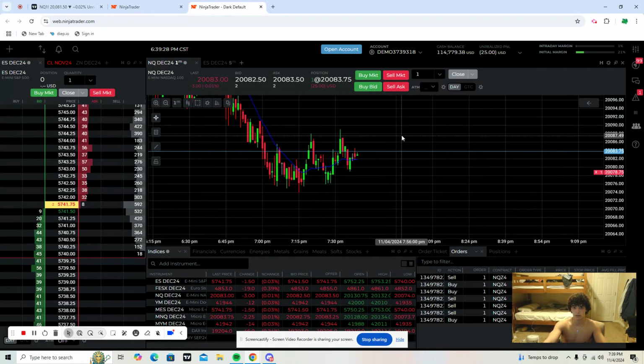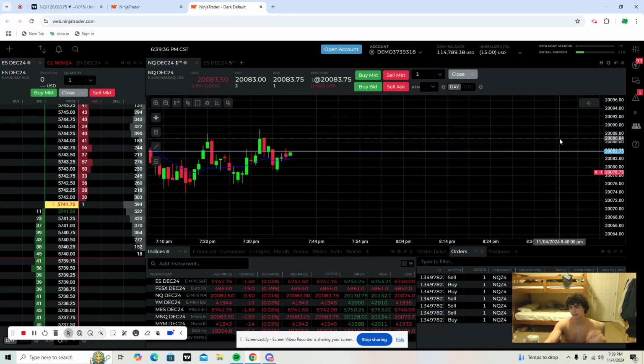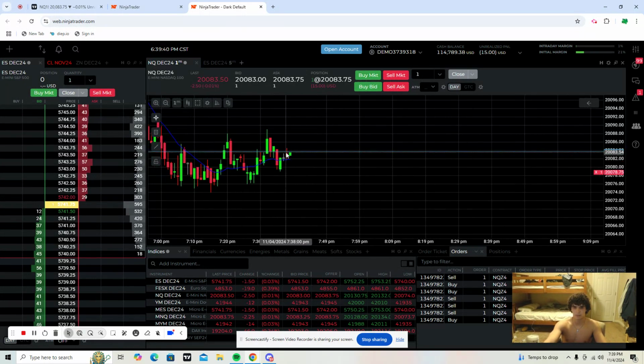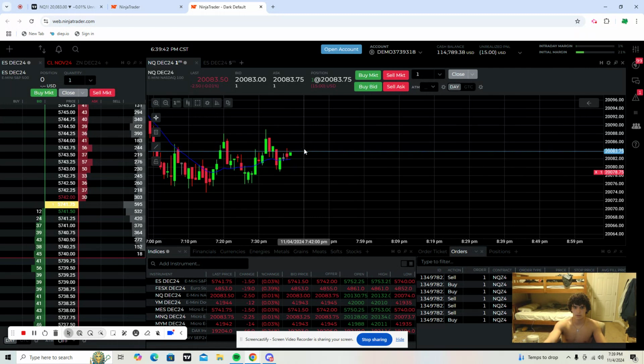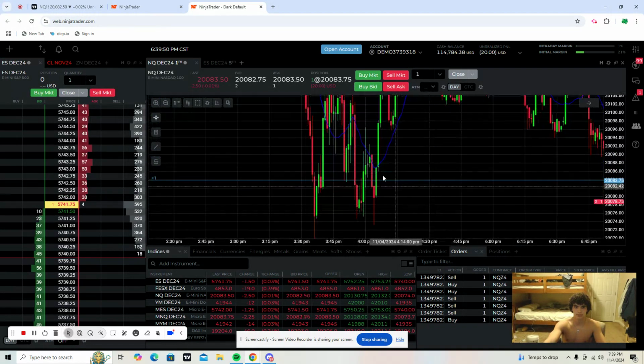So let's say price keeps on going up. Okay, it's after hours. I mean, price is slow. I'm not really looking for much. But yeah, you pretty much on big candles like these.